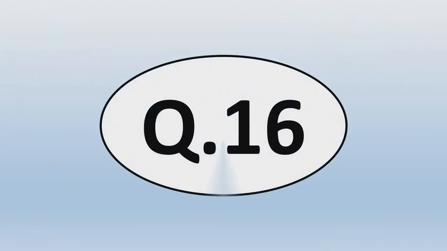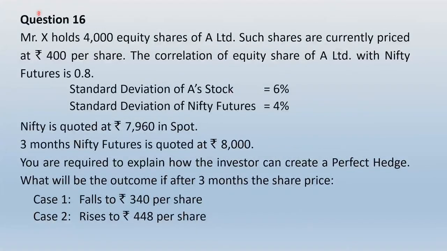That is given in your sheet as question number 16. Let us read this question. Mr. X holds 4000 equity shares of A Limited. Such shares are currently priced at rupees 400 per share. The correlation of the equity share of A Limited with Nifty futures is 0.8. Standard deviation of A's stock is 6%. Standard deviation of Nifty futures is 4%. Nifty is quoted at 7960 in spot. 3 months Nifty futures is quoted at rupees 8000. You are required to explain how the investor can create a perfect hedge. What will be the outcome if after 3 months the share price falls to 340 per share or it rises to 448 per share?